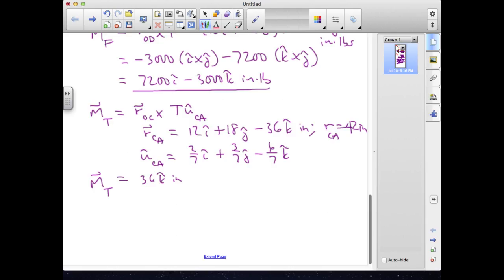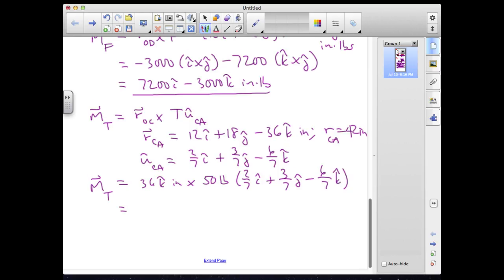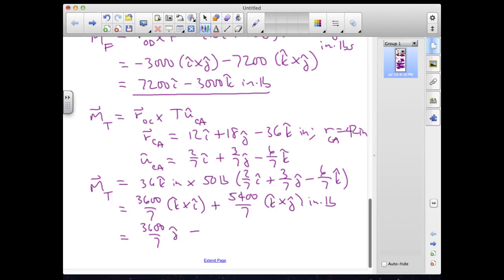inches crossed into 50 pounds on this unit vector. And we can write that as 3600 over 7 K cross I plus 5400 over 7 K cross J inch-pounds. And the result of that is 3600 over 7. K cross I is J, and we have minus, the result of K cross J is minus I, so we have 5400 over 7 in the minus I direction.